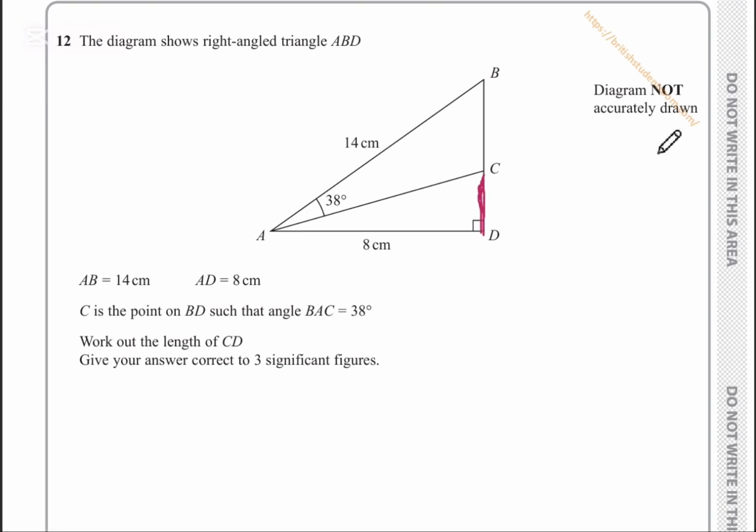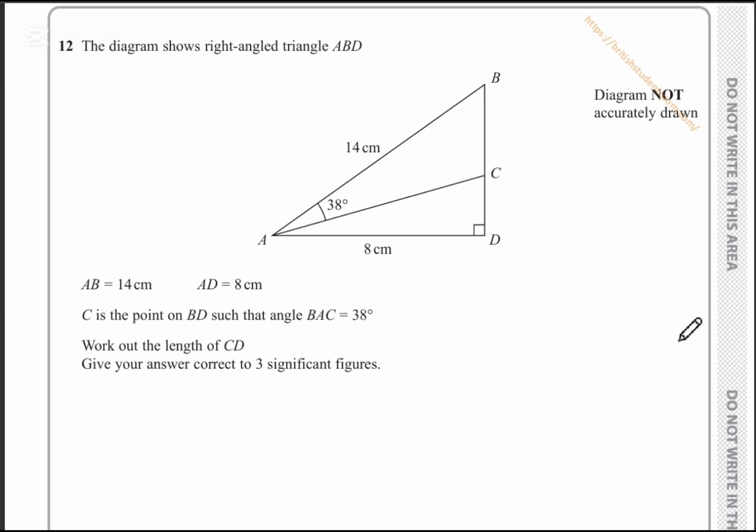To find CD, what I'm going to do is, first I have been given this length and this length. So I can find this entire angle B.